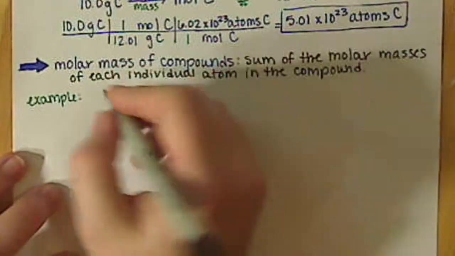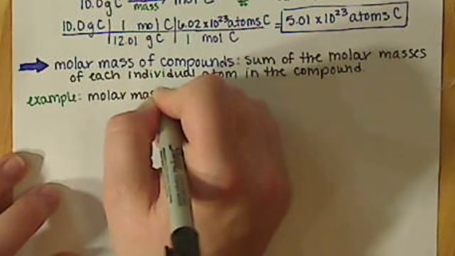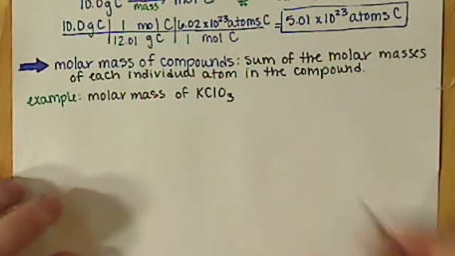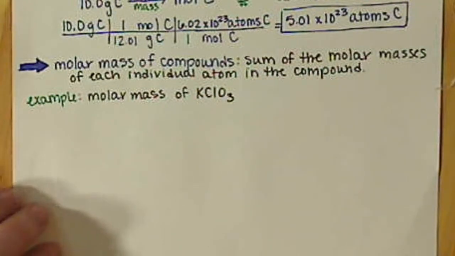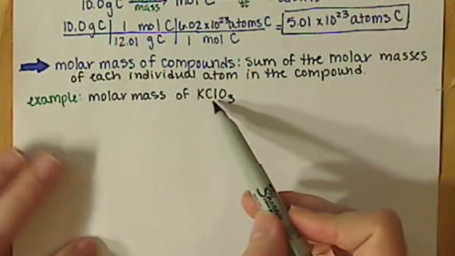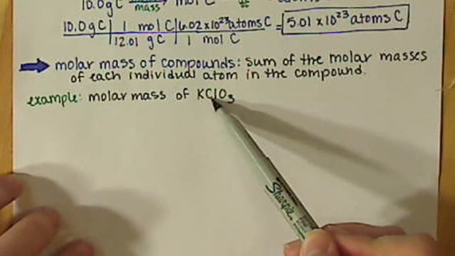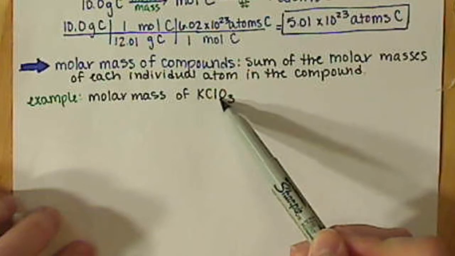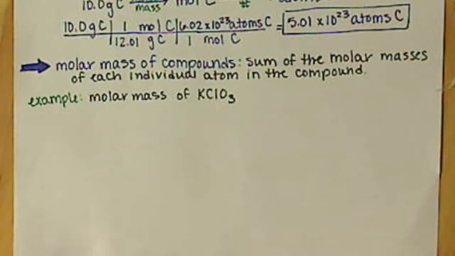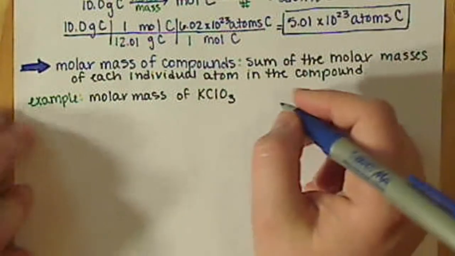So if we look at the molar mass of KClO3, basically what we want to do is look at the individual molar mass of 1 potassium atom, 1 chlorine atom, and 3 oxygens, a mole of each of those, and then we'll add those all together.